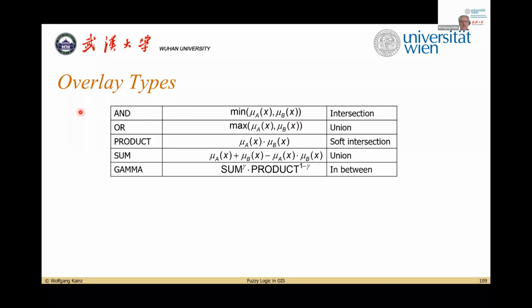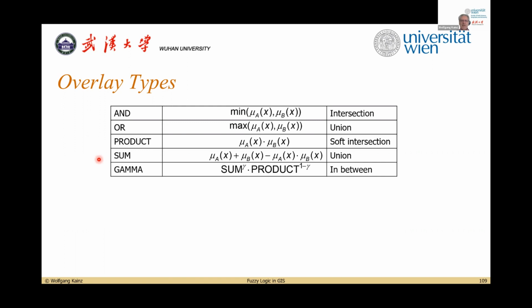So the AND operator is defined as the minimum of the membership values, which is the simplest intersection operator that we have discussed in class. So for intersection, use the minimum. The OR would be the maximum operator for the union. The product is what we also sometimes call the soft intersection, meaning the product of the membership values, which gives you an intersection operator which is interactive. You remember we were discussing non-interactive and interactive operators.